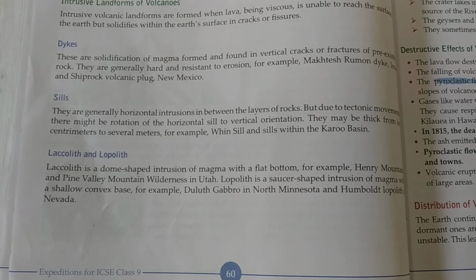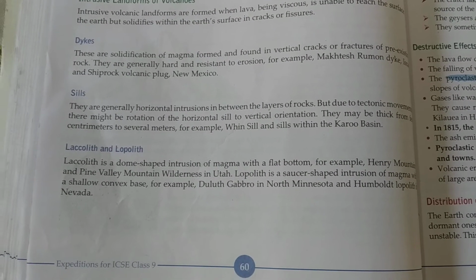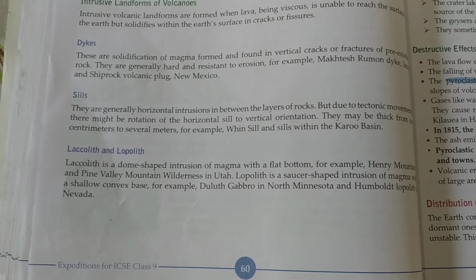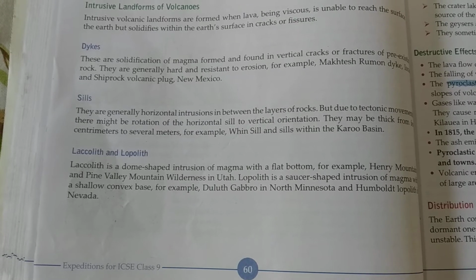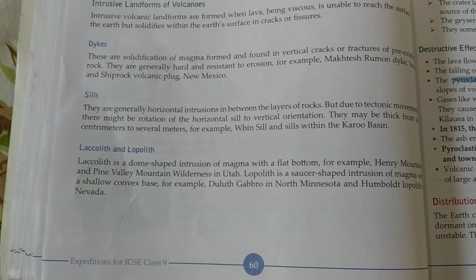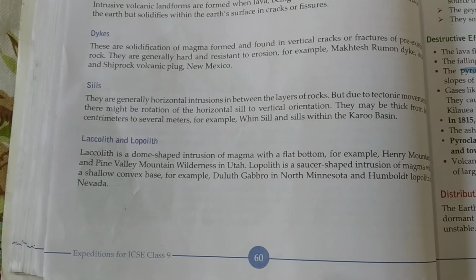Pine Valley Mountain Wilderness in Utah, and lopolith is saucer-shaped. It's a kind of a dish, saucer-shaped intrusion of magma, and there is a convex base. Like you will find Duluth Gabbro in North Minnesota and Humboldt Lopolith in Nevada.